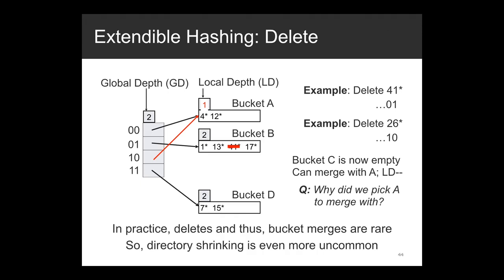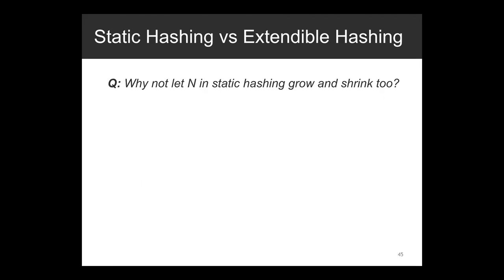Now again, bucket merges and deletes are quite rare, just like I said for B plus trees. So directory shrinking is actually very uncommon for the extendable hash. Okay, let's compare static versus extendable hash. Why not let n in the static hash index grow and shrink?